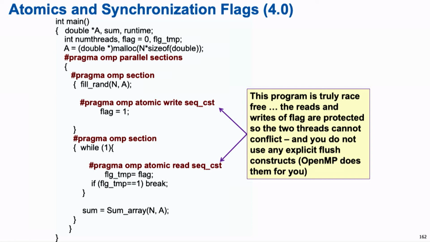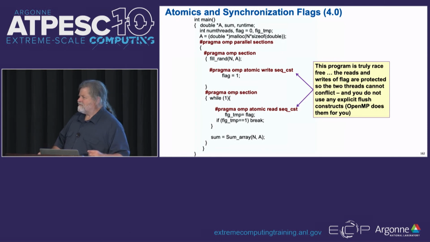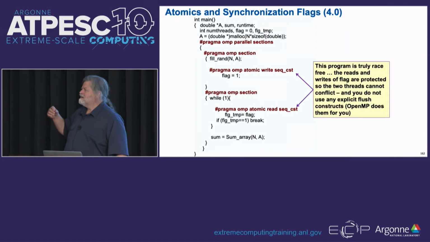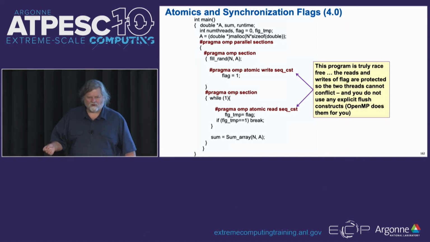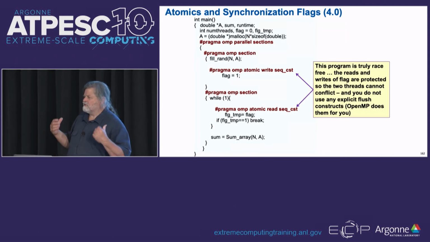So now I can just do an atomic write, sequentially consistent. And I can later, inside the spin loop, do an atomic read, sequentially consistent. All right? So I just want to make you aware that this stuff is buried in OpenMP. So if you ever find yourself needing more complicated synchronization constructs than you can do with a lock, a critical, or a barrier, these things are there for you to learn about and use.